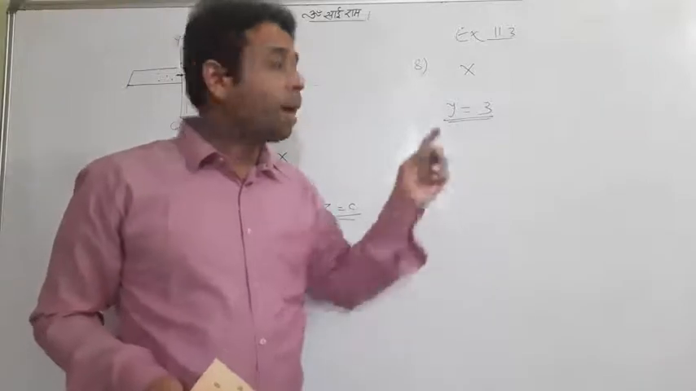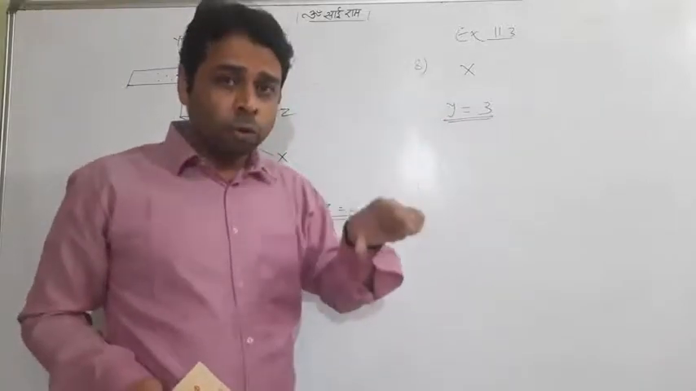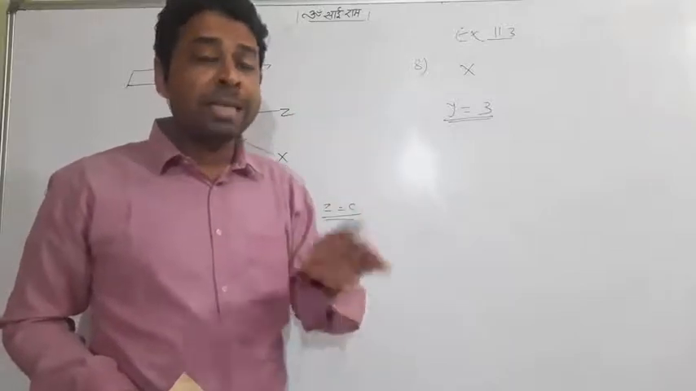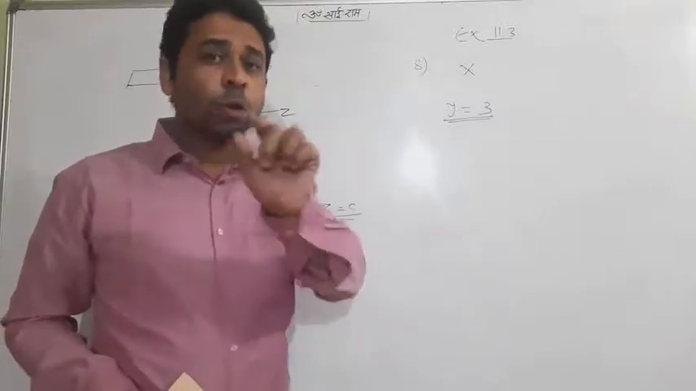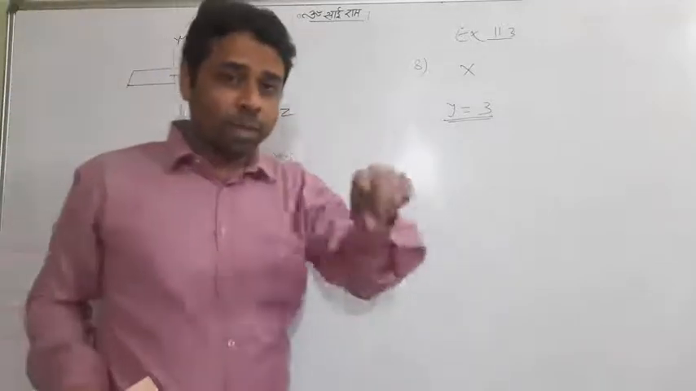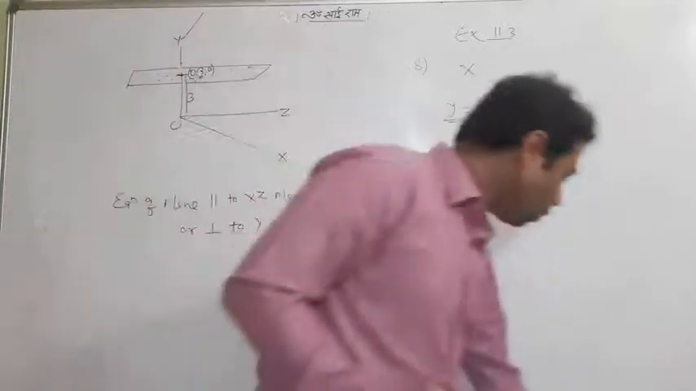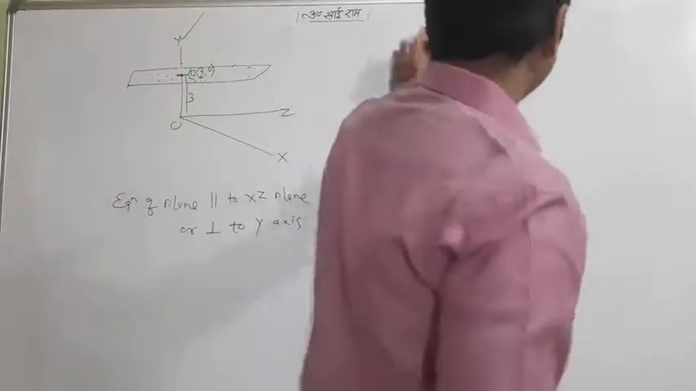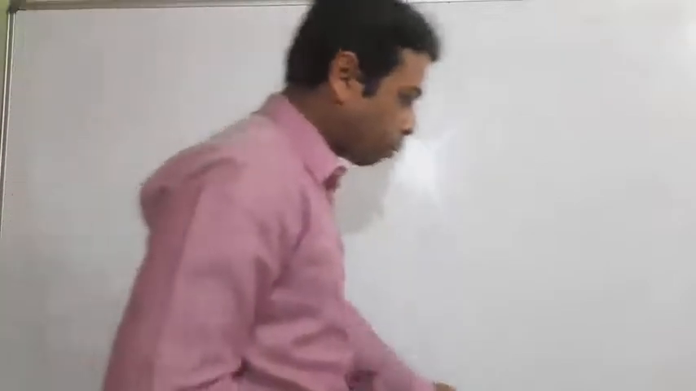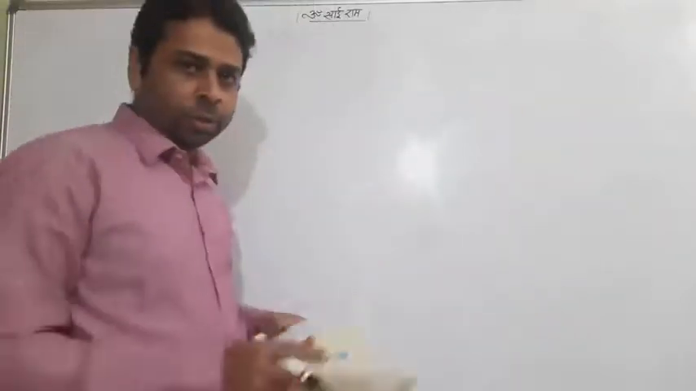In the answer you have to write in a sentence that we know the equation of a plane parallel to the XOZ plane is y = b. Since the intercept is 3, your answer is y = 3. That's the answer. I have explained each and everything.